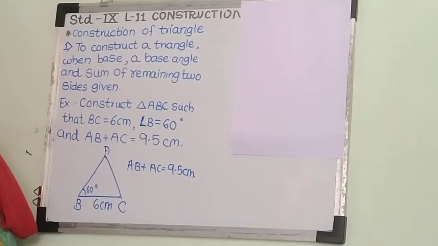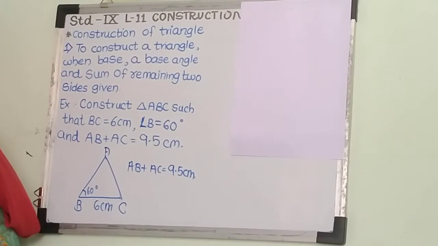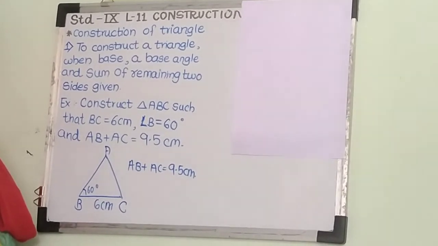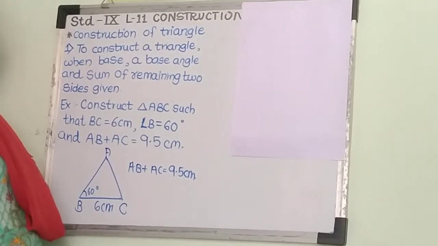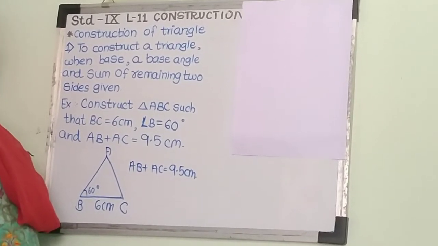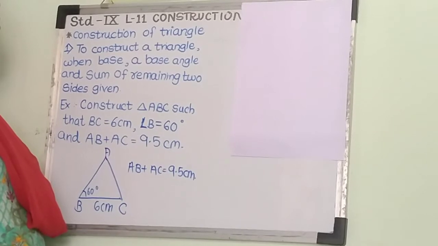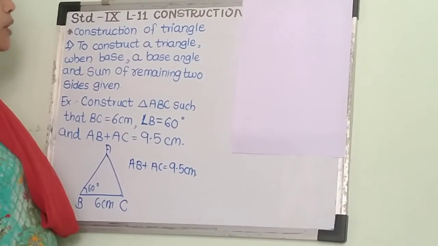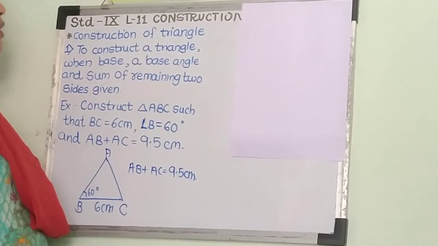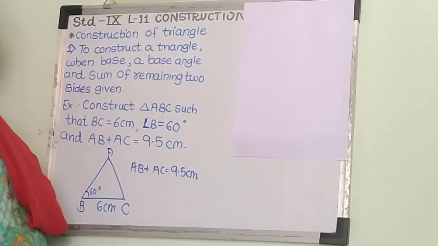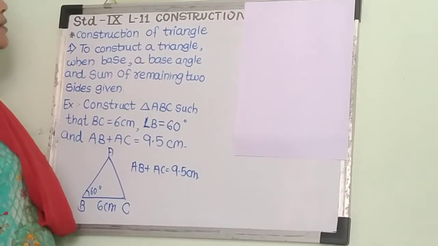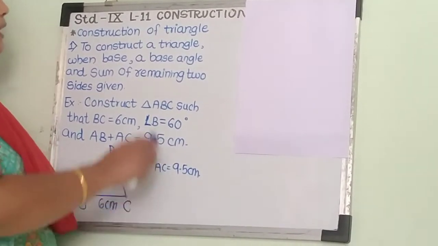Similarly, we drew the angles 30, 60, 90, 120, 105, which are multiples of 15, without using a protractor, with the help of a compass. Today we are going to see the next part of the lesson, that is the construction of a triangle.